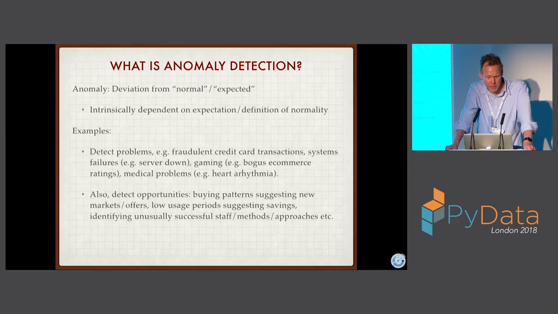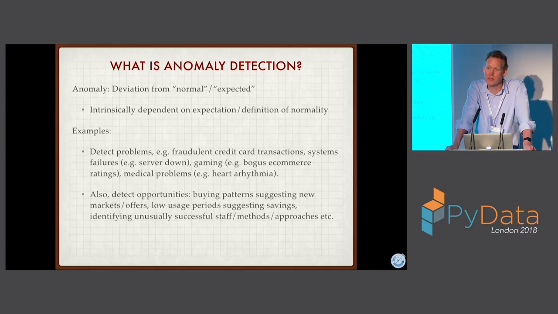Typically, we are using anomaly detection to tackle some kind of problem. Common applications are things like detecting fraudulent credit card transactions or any kind of fraud, really. Systems failures, noticing when a server falls over or something goes wrong. Bogus e-commerce ratings, people who are trying to game the Amazon ratings or the Netflix ratings or whatever. Medical problems, detecting a heart arrhythmia, you can formulate as an anomaly detection problem.